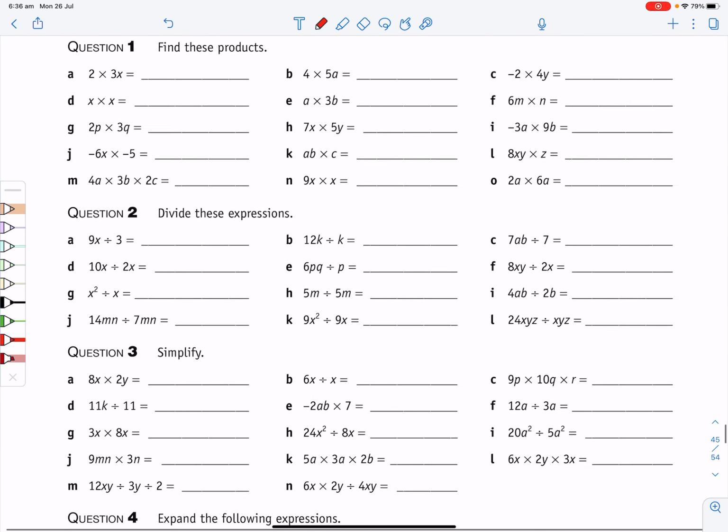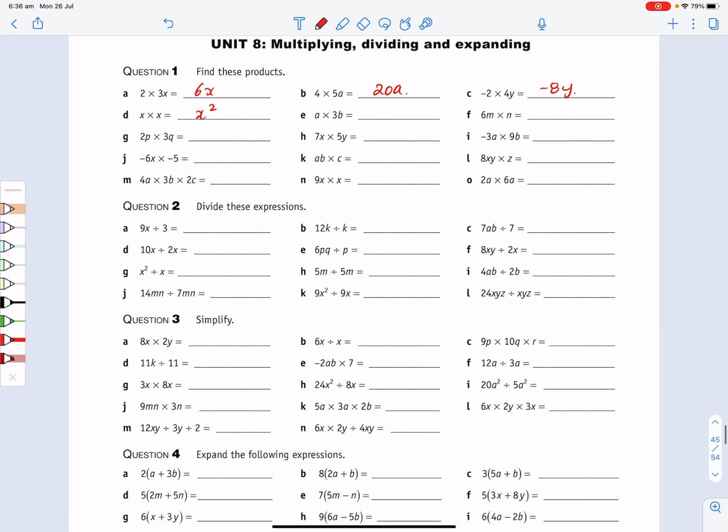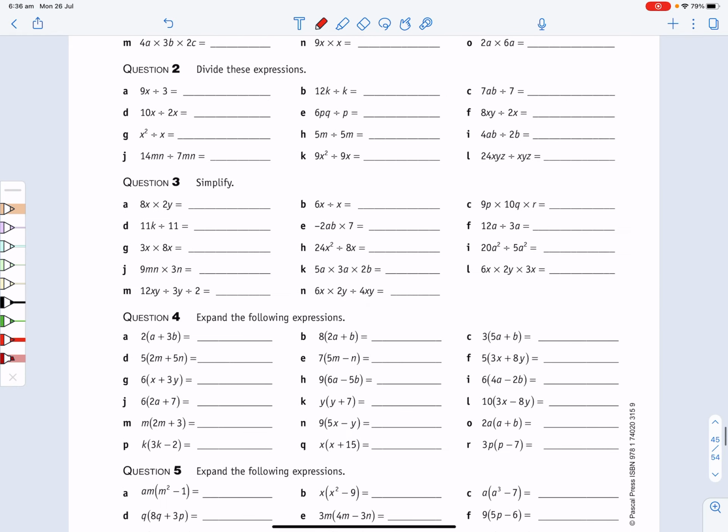Let's have a look now at multiplying, dividing, and expanding. Okay. Let me go through question 1a. 2 times 3x is 6x. B, 4 times 5a is 20a. C, minus 2 times 4y is minus 8y. D, x times x is x squared. Okay, let's go to question 2 now.